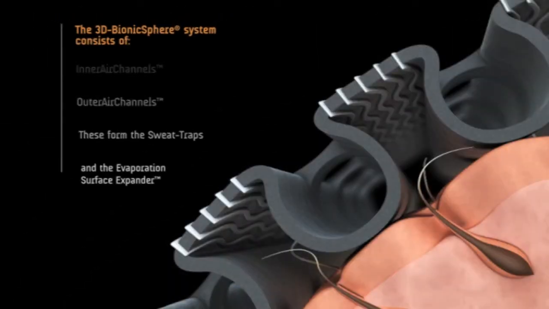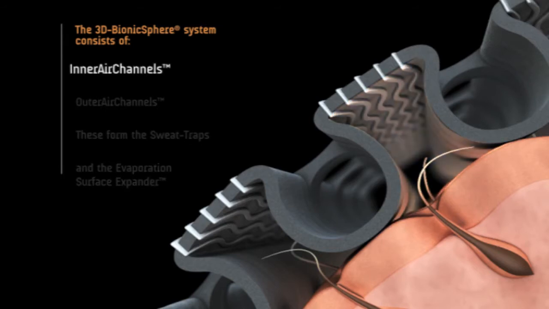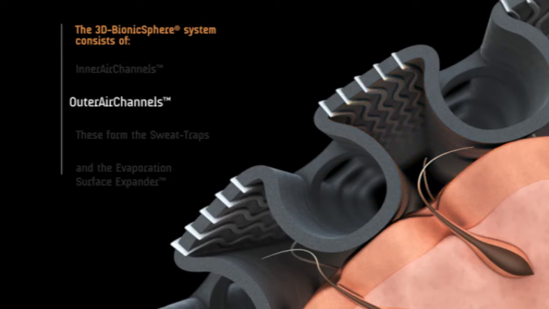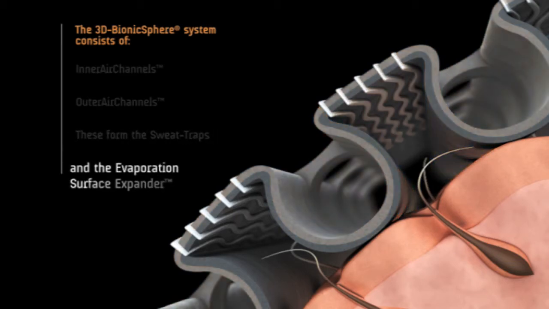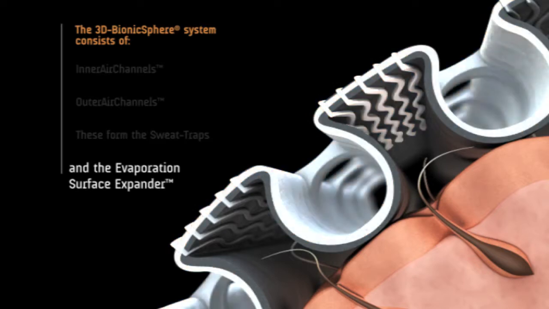The 3D-Bionic Sphere system consists of inner air channels and outer air channels. These form the sweat traps and the evaporation surface expander.